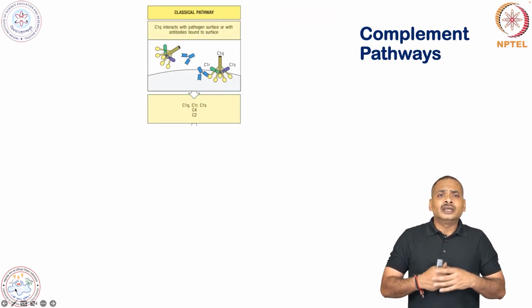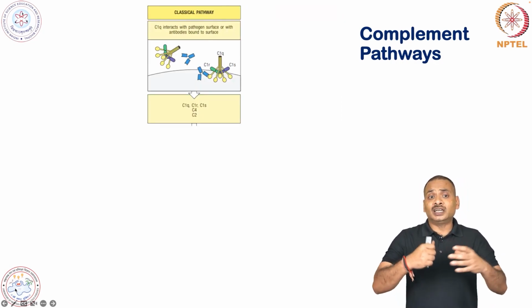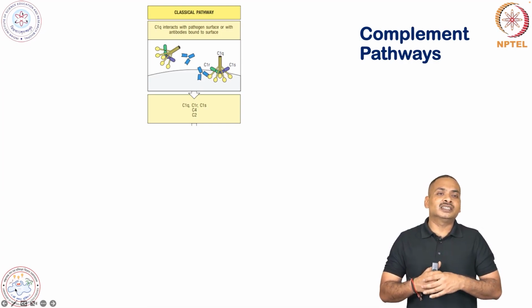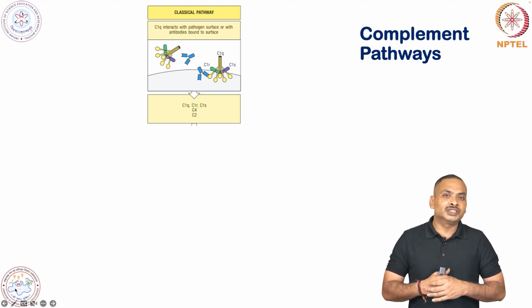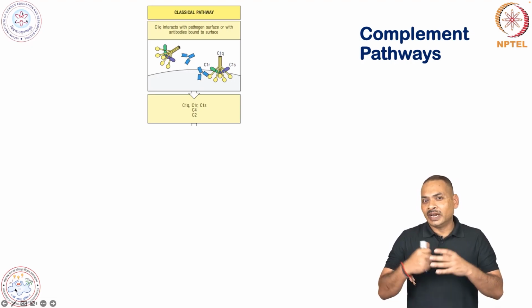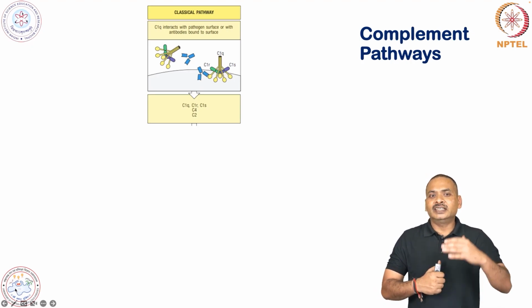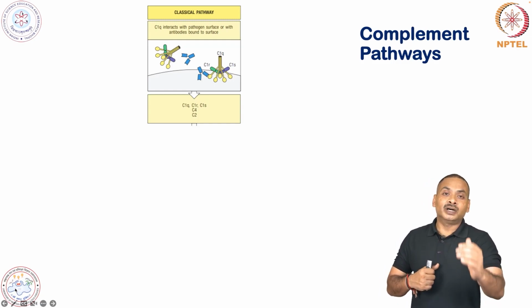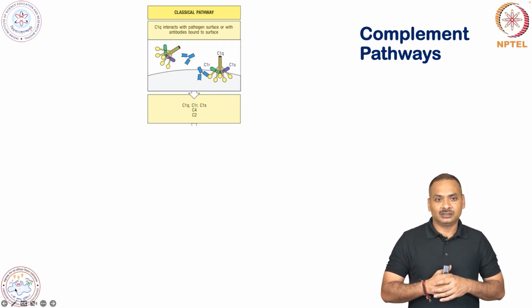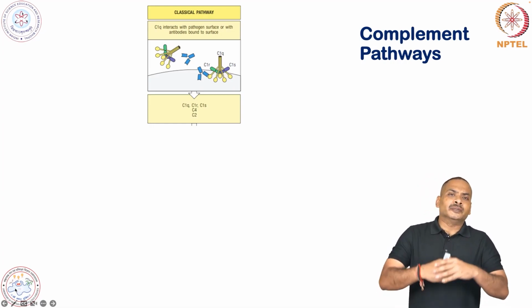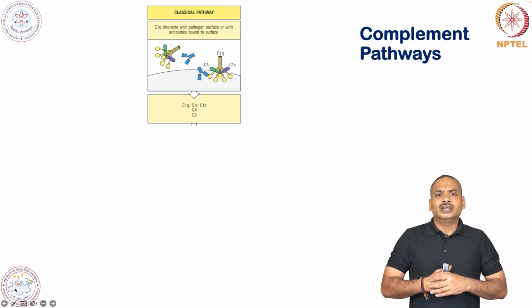Another is the classical pathway, which is initiated, as you have seen in the previous slide, by a molecule known as C1q. When this C1q molecule interacts with an antigen-antibody complex, the complement is initiated. So the classical pathway is triggered by the antigen-antibody complex. Eventually, in the next step, this will make a C3 convertase, and then the subsequent pathway will be triggered.